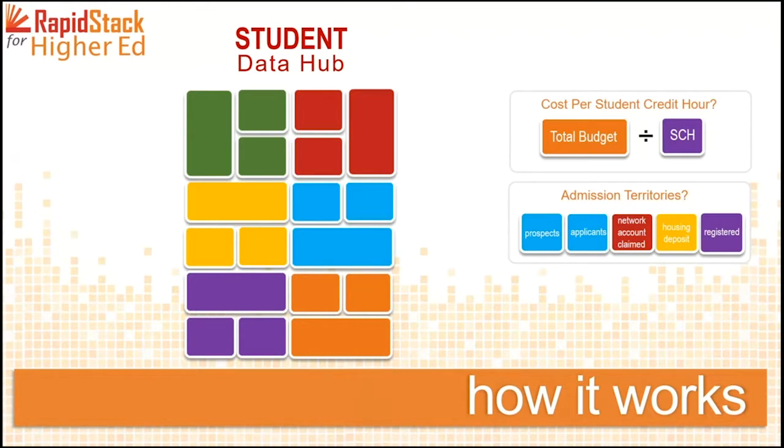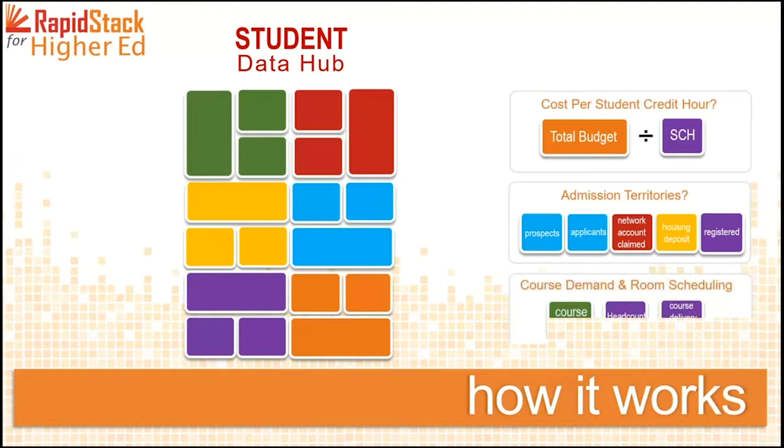If you want to look at admissions territories, you go out to your CRM and pull who are the prospects, who are the applicants. But you also want to know in your admissions territories who's actually activated their accounts, who's actually activated their emails. This is where we can pull in from other data sources to give you that information all in one place. Have they put in a housing deposit? Have they actually registered? All of that before would have been chased down all over campus. Now with this student data hub, you come to the hub, you grab what you need, and you have a really good insight into what your incoming class is in just a couple of reports.